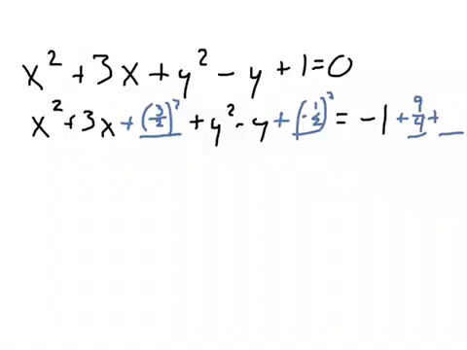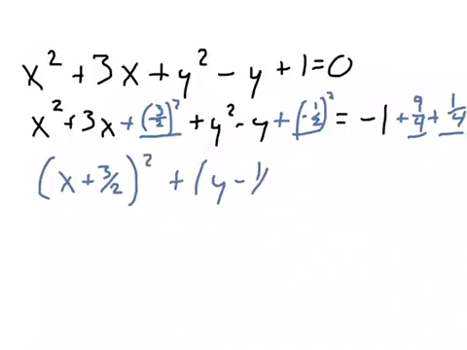So 3 over 2 squared is 9 fourths. Negative is going to square out to be a positive. 1 squared is 1, 2 squared is 4. So now I can complete the square. I'm going to have x plus 3 halves squared, and then y minus 1 half squared equals.